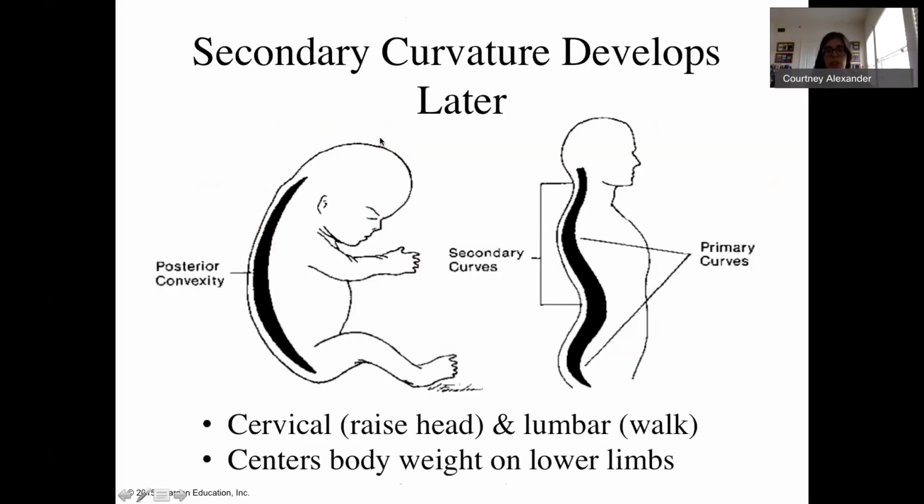Instead, they're dominated just by thoracic and the sacral region. However, as we start to get older and build strength, that's when we get these other curvatures. We'll develop cervical curvature and be able to raise our head and hold our head up. And then eventually we'll develop a lumbar curvature when we're able to walk. And that lumbar curvature is what centers our body weight on our lower limbs.